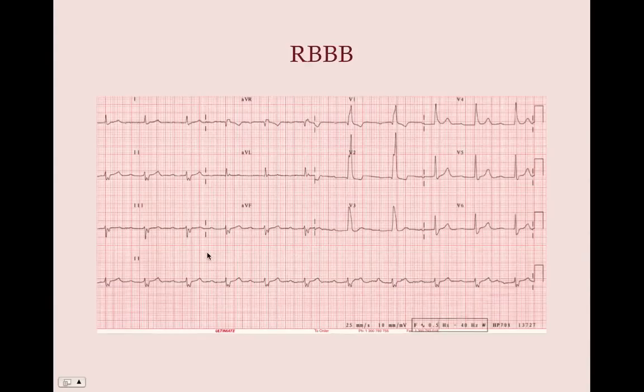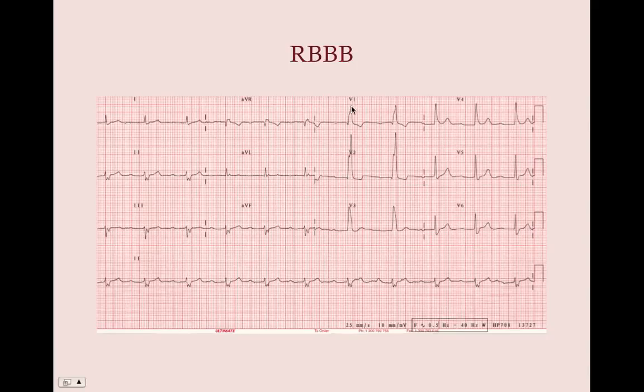So here is a left bundle or a right bundle branch block. And look at the abnormality here. Look at this QRS wave. Look at the one on V5 and look at the one on V2. Notice that little dimple there? That's your bundle branch block. It's the electricity conducting through the ventricle, hitting a point of scar tissue, and having to take a little detour. And it causes this little dimple right here.